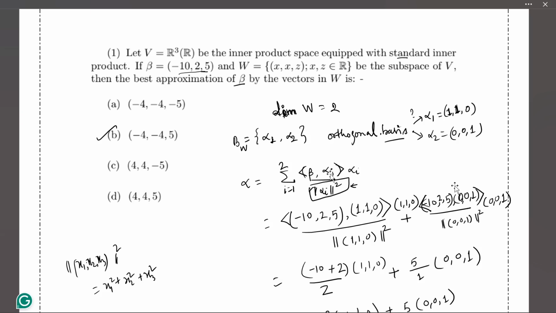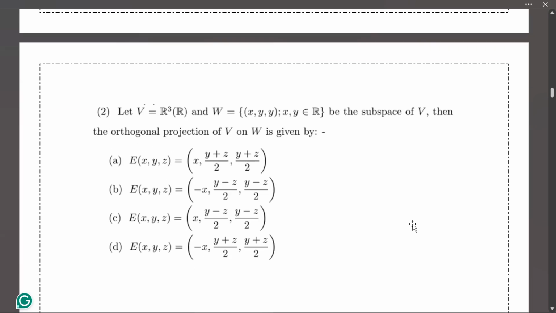So let's see the next question. V is R3 and W is the subspace given by elements of the type x, y, y. Then the orthogonal projection of V on W is given by. So if there was just a vector, let's say W is spanned by alpha 1, then for any vector V, I will write the projection onto alpha 1 in the direction of alpha 1, and then I will take norm alpha 1 square, so that if alpha 1 was not a unit vector, I will divide by norm alpha 1 square so that it will work as a unit vector.